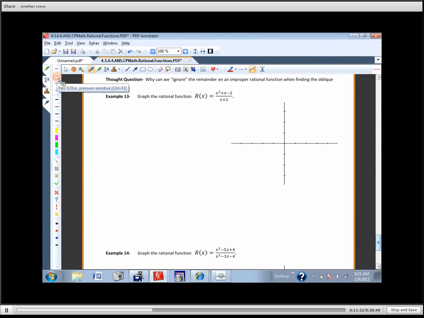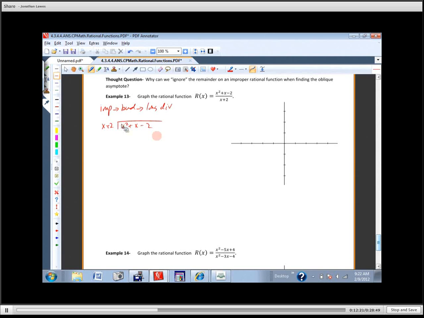Chase, what's the question we usually ask? Is it improper or proper? And which is it? Improper. Improper. Good or bad? Bad. So what do we have to do? Long division. Do we actually have to finish off all of the long division? No. Okay, so we're going to do x plus 2 and then we've got x squared plus x minus 2.